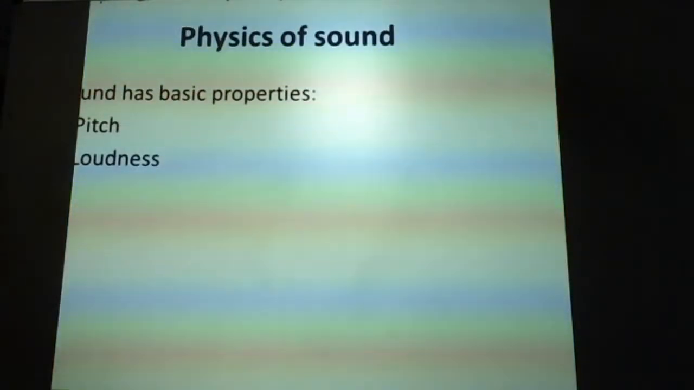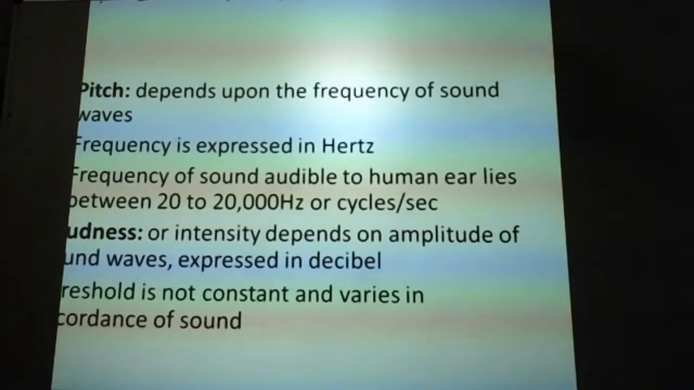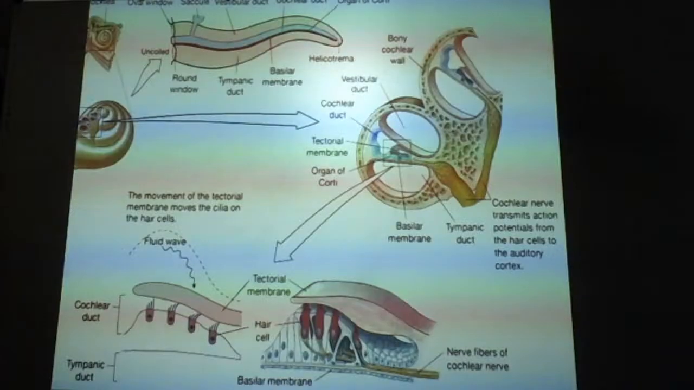Last class I told you about the physics of sound. I told you what is pitch. Pitch is nothing but the frequency of sound, and the frequency of sound which is audible to the human ear lies between 20 to 20,000 hertz, and loudness always depends upon the amplitude of the sound waves.